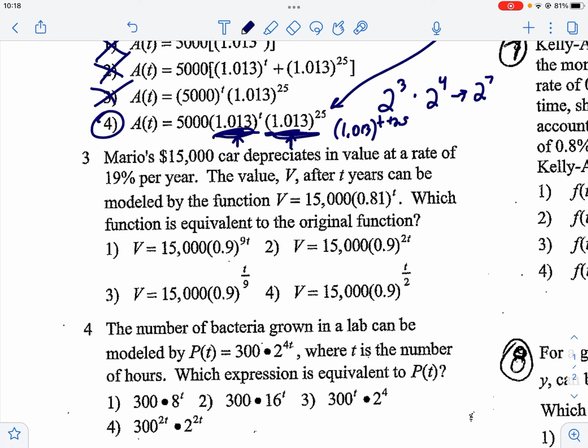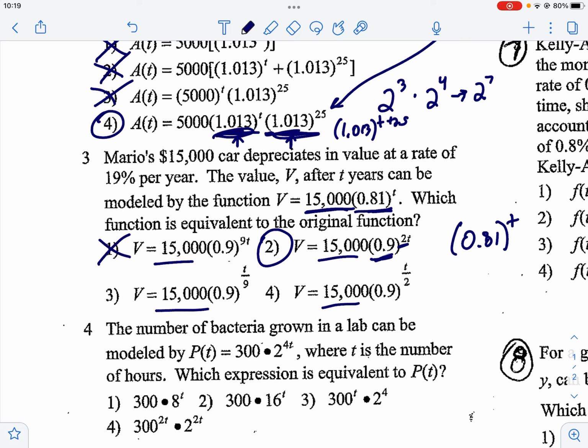Question number 3 is the same concept as the first question. In this situation, you'll notice we have our initial starting value of 15,000. In this case, every single answer has that. That part's the same. The rest of it, though, we'll notice has changed. We have 0.81 to the t. So we're asking ourselves, basically, which of these is the same as 0.81 to the t? If you do a little bit of investigation, you'll quickly discover answer choice 2. 0.9 squared is the same thing as 0.81.